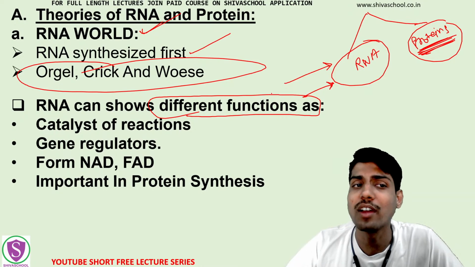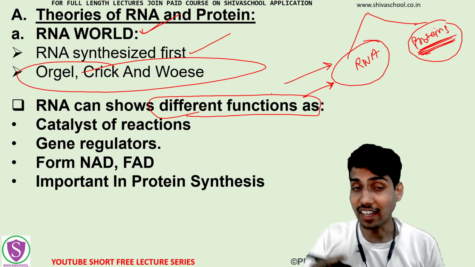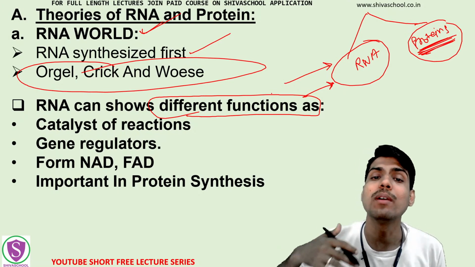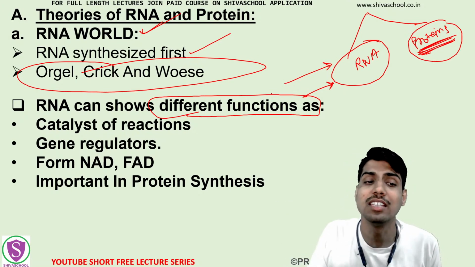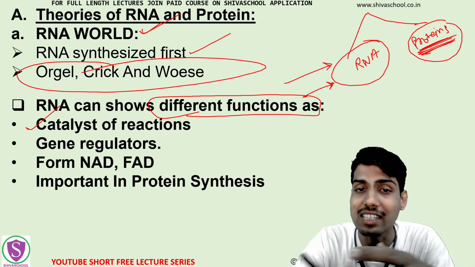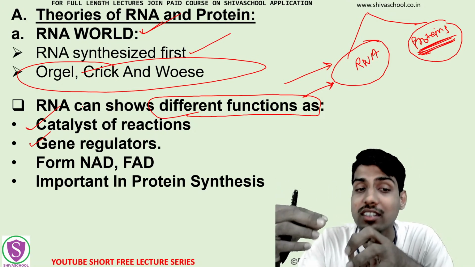See, why is it said that some scientists believe that the RNA is formed first? Because it is observed that the RNAs are themselves capable of performing multiple functions. These functions are like, they are catalysts for different reactions which occur in the cell. They can also regulate some of these genes or DNAs or the RNA, right?